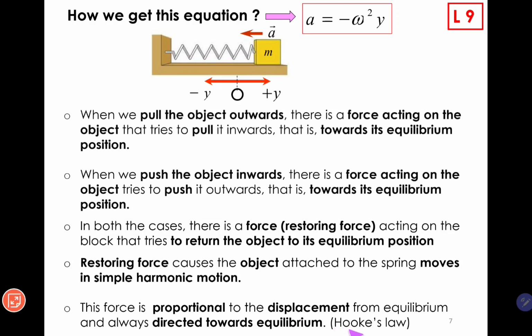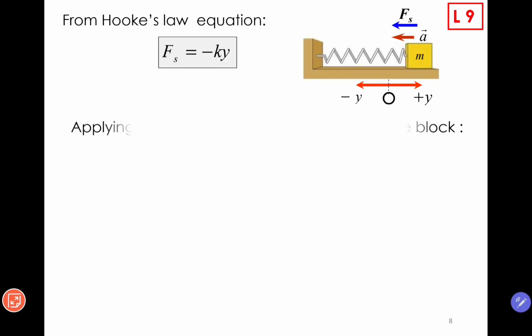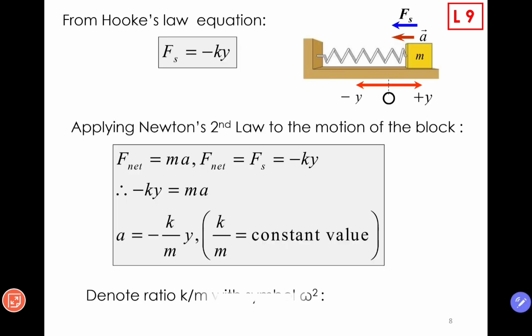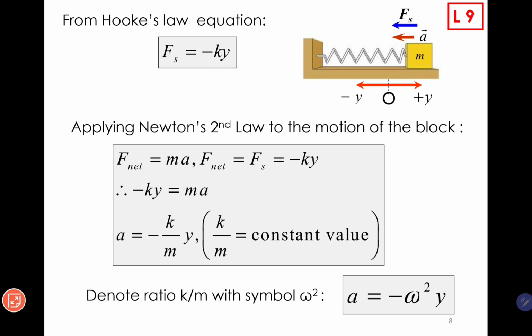According to Hooke's law from before, F equals kx, isn't it? But now the displacement we take as y. Then the equation is F equals negative ky. What F is that? The restoring force. The symbol is Fs. So Fs equals negative ky, where y is the displacement of the compression or elongation of the spring.